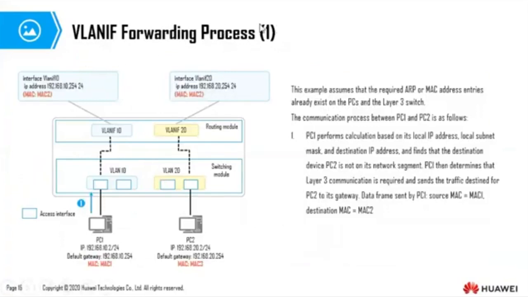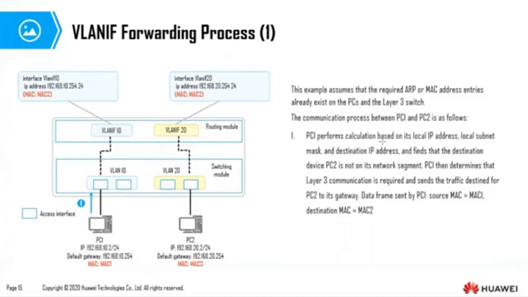So the VLANif forwarding process, let's try and understand this. This example assumes that the required ARP or MAC address entries already exist on the PCs, so we are not going to do an ARP broadcast. The communication process between PC1 and PC2 is as follows.